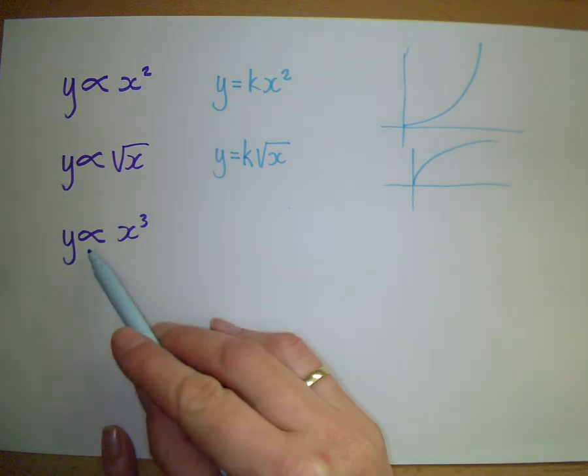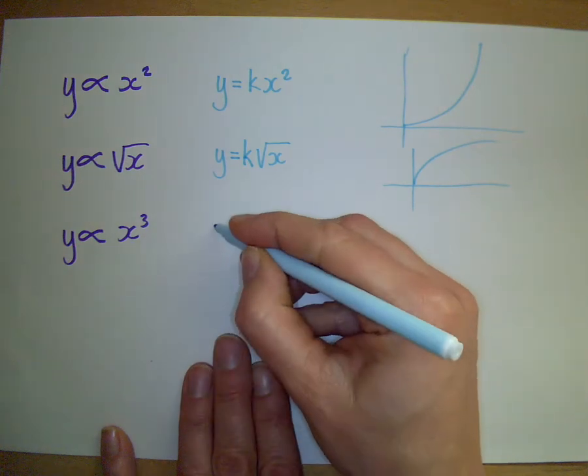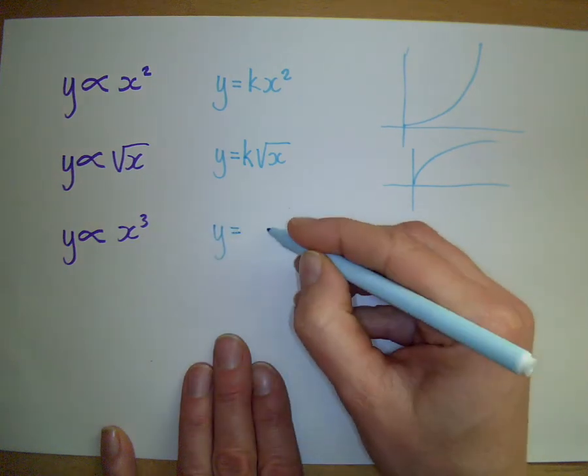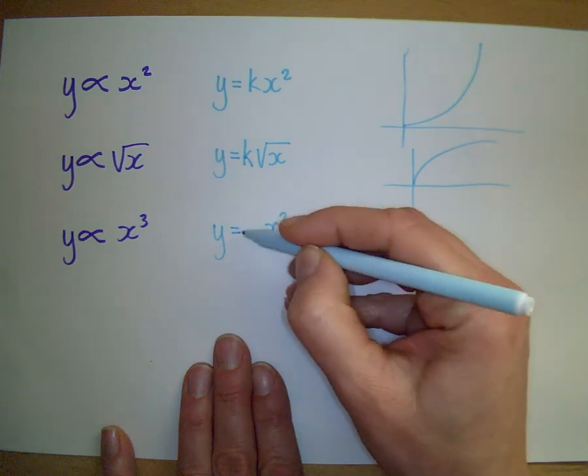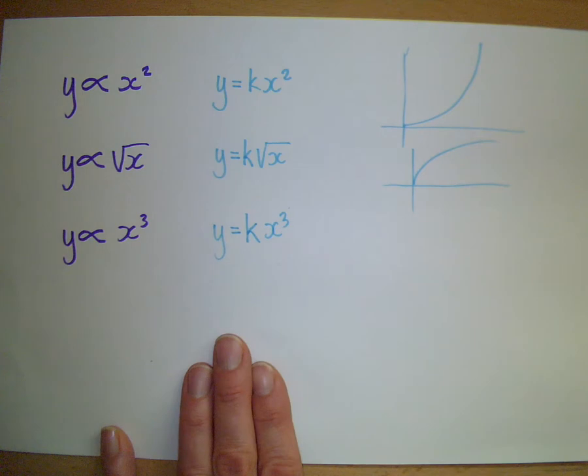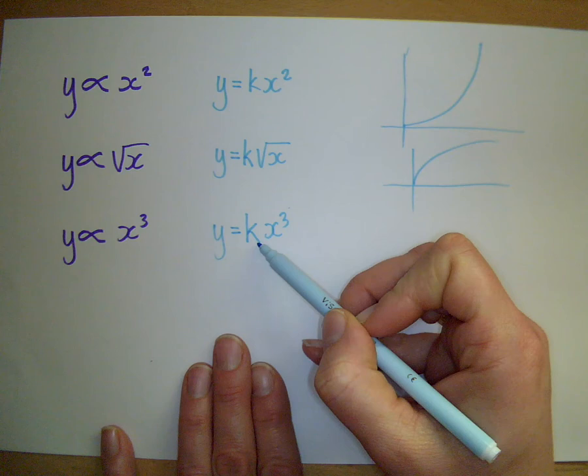If you were told y is directly proportional to x cubed, then your formula for y in terms of x would, of course, be y equals x cubed multiplied by a constant. Right? This constant could be 1. It could also be 70,000. Right?